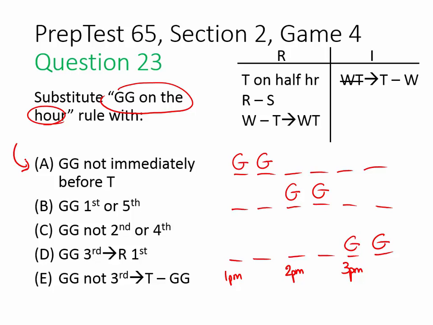So answer choice A, G cannot be immediately before T. Well, I'm going to erase our G's for just a second here and draw in the potential locations of T. So we know that T starts on the half hour. So T could go here, T could go here, or T could go here. This rule tells us that G cannot start immediately before it, but it doesn't tell us anything about where G could go elsewhere in the drawing.